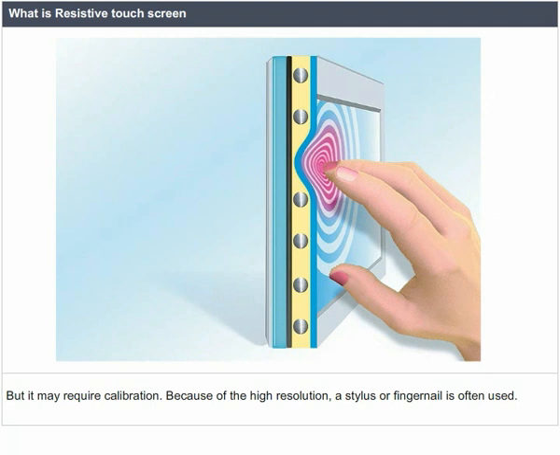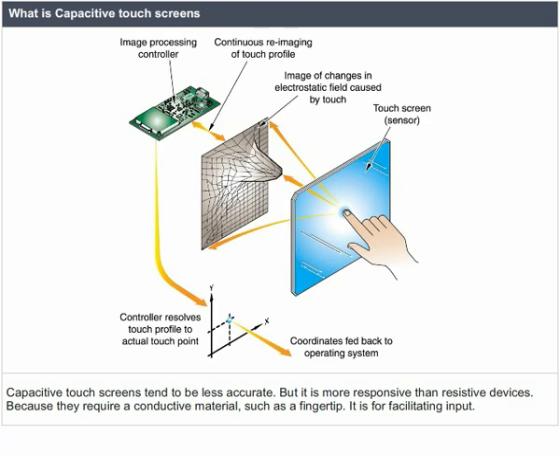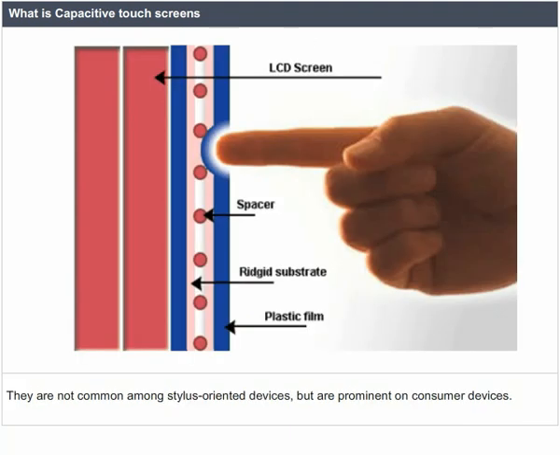What are capacitive touchscreens? Capacitive touchscreens tend to be less accurate, but are more responsive than resistive devices because they require a conductive material such as a fingertip. It is for facilitating input. They are not common among stylus-oriented devices, but are prominent on consumer devices.